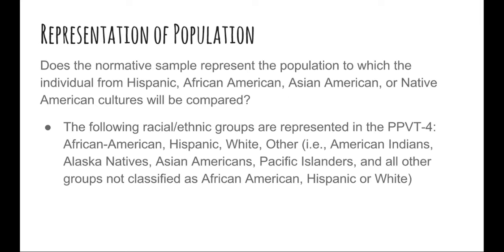The following racial and ethnic groups are represented in the PPVT-4: African American, Hispanic, White, and Other, which includes American Indians, Alaska Natives, Asian Americans, Pacific Islanders, and other groups not classified as African American, Hispanic, or White. The race and ethnicity population percentages were in close agreement to the U.S. population.